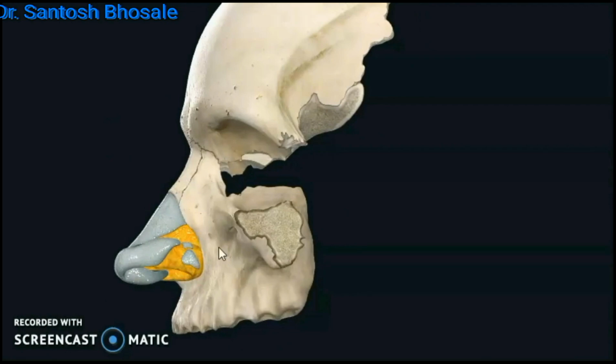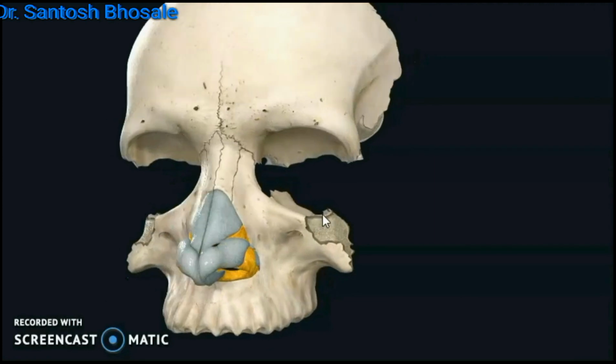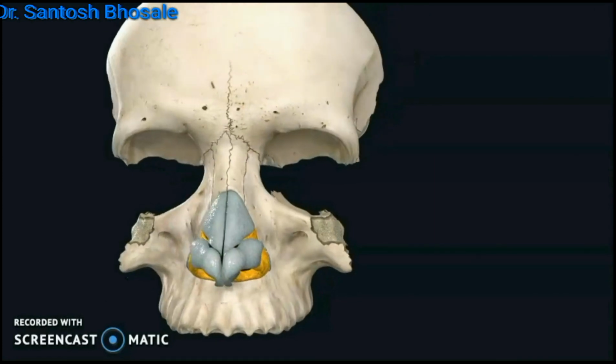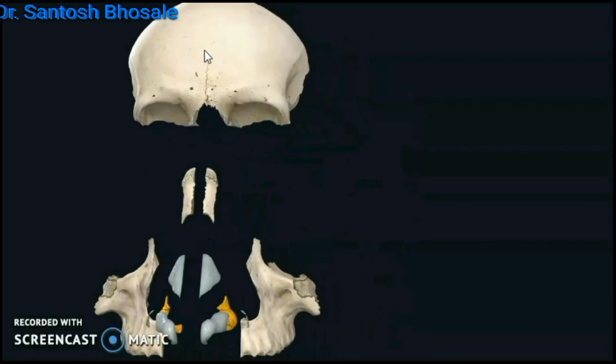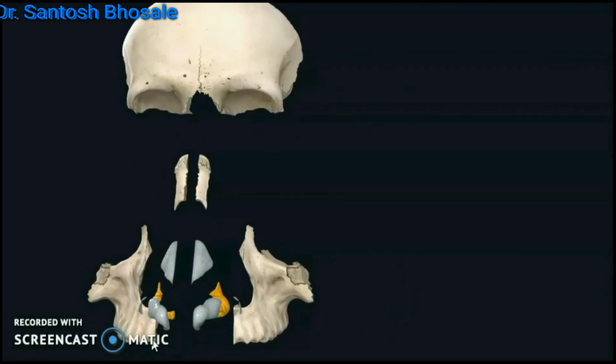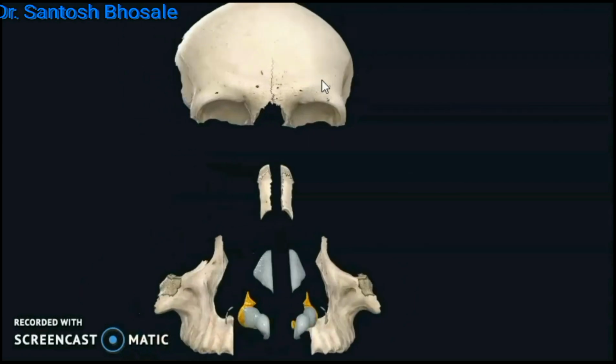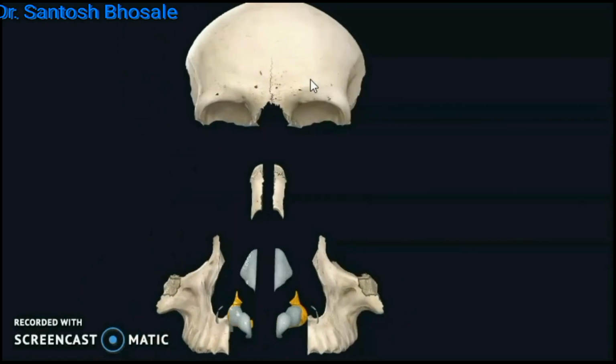This is the mobile part. The cartilaginous part is mobile and provides the shape and width to the nose, whereas the bony framework forms the support of the nose and forms the majority of the bridge of the nose. You can see, when you disarticulate the skeletal framework, it looks like this. You can see the individual things now.